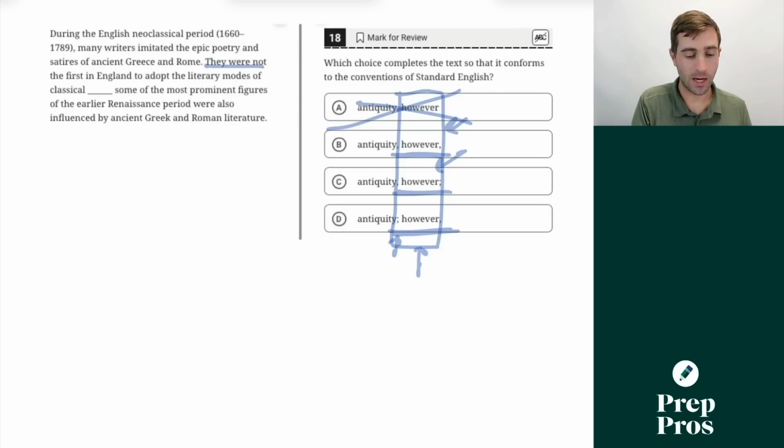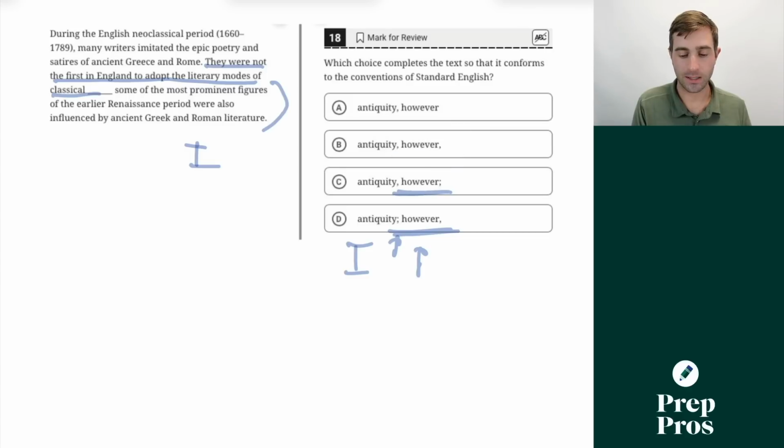So they were not the first in England to adopt the literary modes of classical antiquity. This is an independent clause. Some of the most prominent figures of the early Renaissance period were also influenced by ancient Greek and Roman literature. This is also an independent clause. So at this point, we already know you don't want to pick A with that single comma, but we cannot do B because these are not properly joining our independent clauses together. Now, we get stuck between C and D.